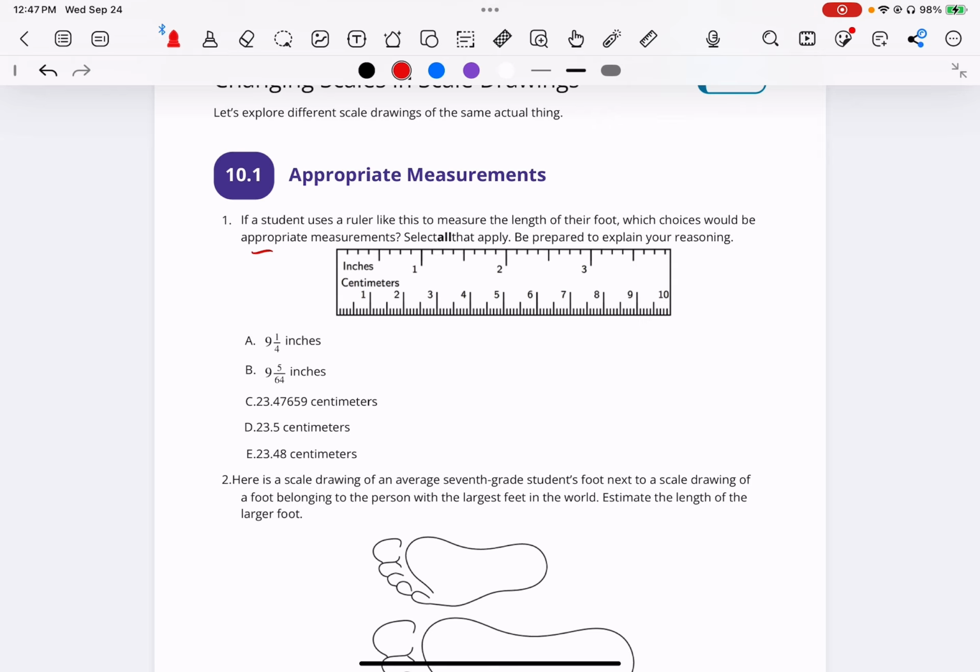9 1/4 is a possible measurement. 1/4 would be the line a quarter of the way between 9 and 10. So if we look at this ruler, this longer line is a half, then this slightly shorter line, but longer than the others, would be 1/4, and then on the other side would be 3/4. 9 5/64, there would have to be 64 increments, which there aren't on our ruler, so that's not possible.